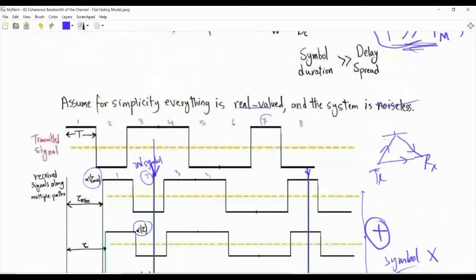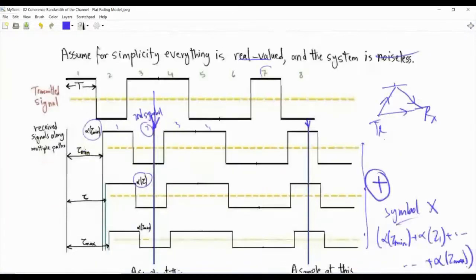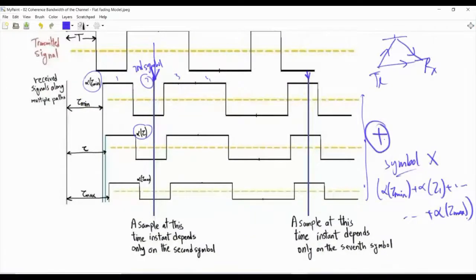Those terms are added, and your symbol can be taken as a common factor. So this is where you have flat fading, or frequency non-selective fading, and it happens because the symbol duration is much larger than the delay spread. You get many replicas, but they come with delays that differ from one another in such a way that if you take a sample, it will depend on just one symbol.